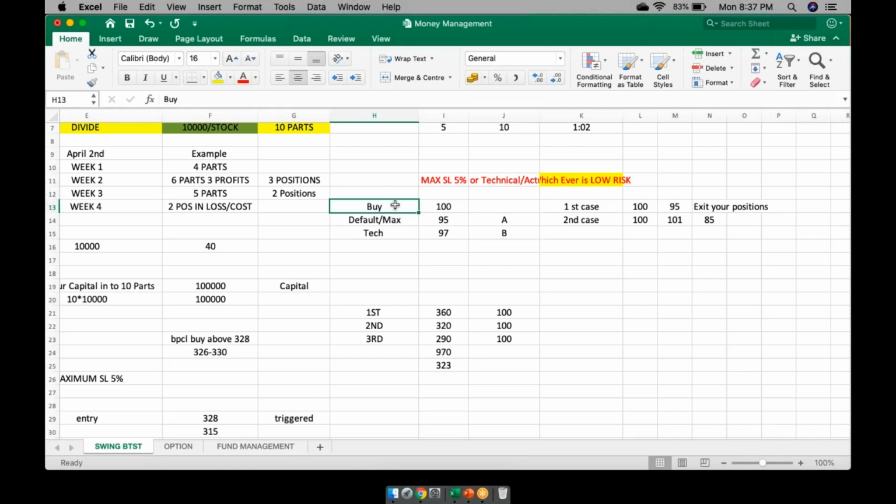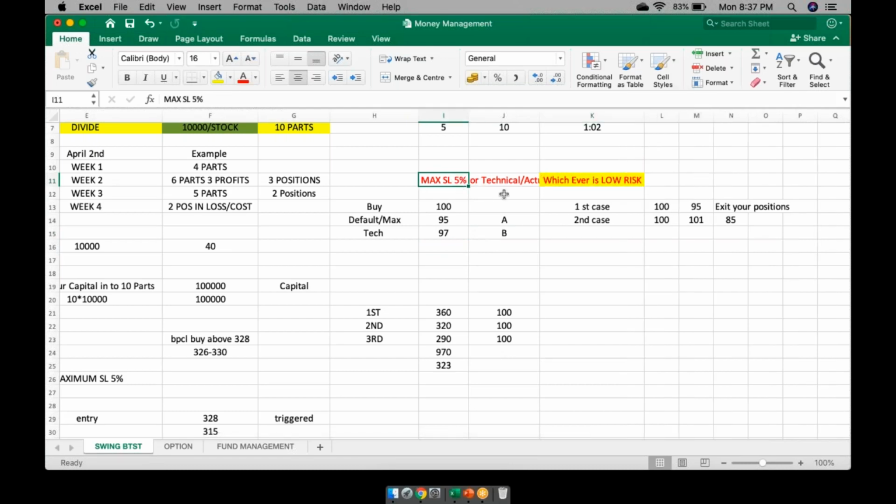Sir, see here, I am buying a stock for 100 rupees. My technical stop loss is telling that if the price hits 97 rupees, you exit the trade. So the right answer is B. The worst case scenario is 95, but the technical chart is telling very clearly that if 97 rupees is breaking, exit. So whichever is lower risk, maximum stop loss is 5%, or the technical or actual stop loss, whichever is lower risk.